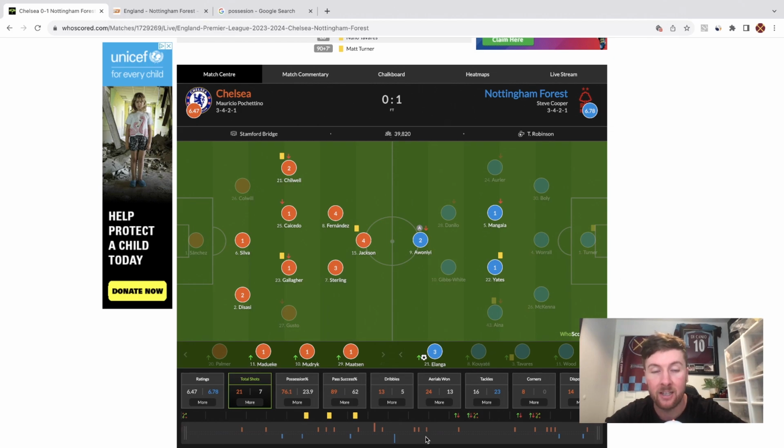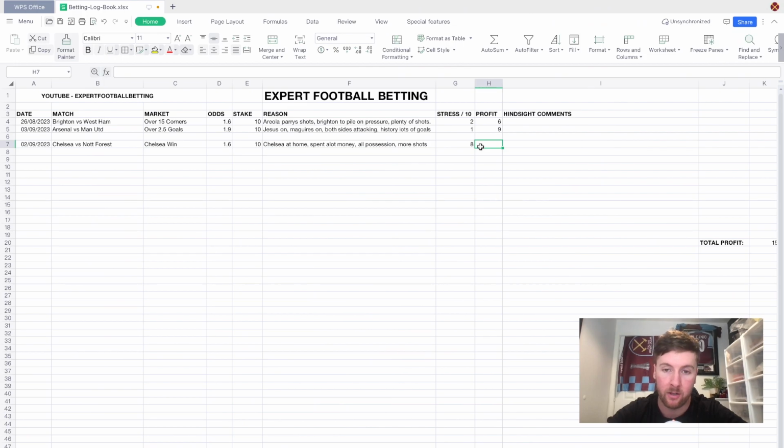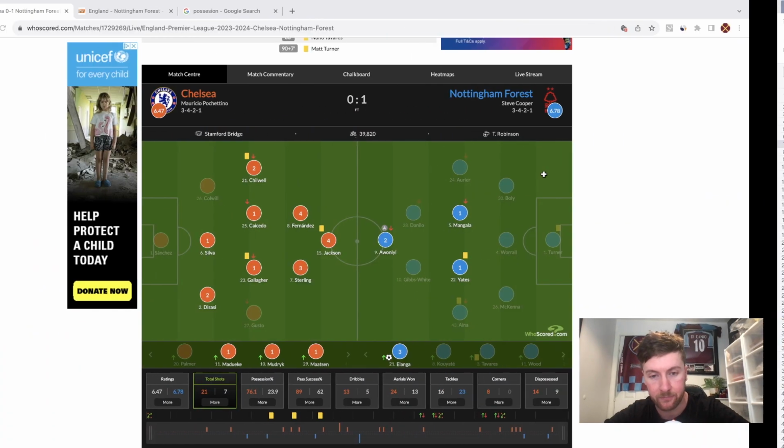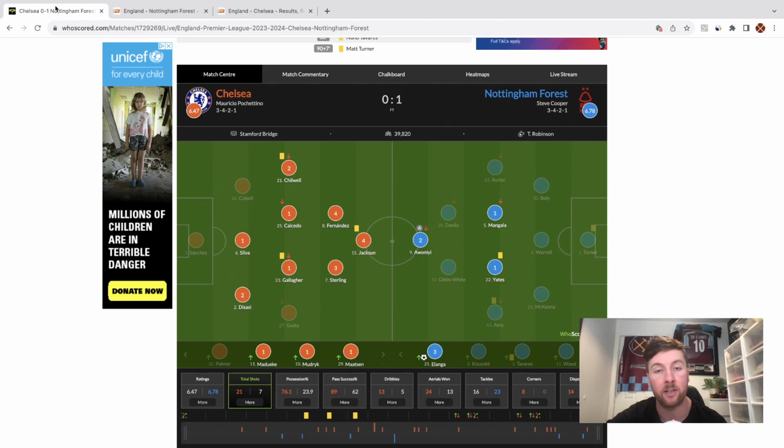Nottingham Forest score just after half time, and they go on to win the match. Oopsie. So we put -10. Now, this is when the hindsight column will come in handy. So let's pretend before we placed the bet, we didn't look at any head-to-heads, we didn't look at the past results of both teams. So let's dive in and have a look at that.